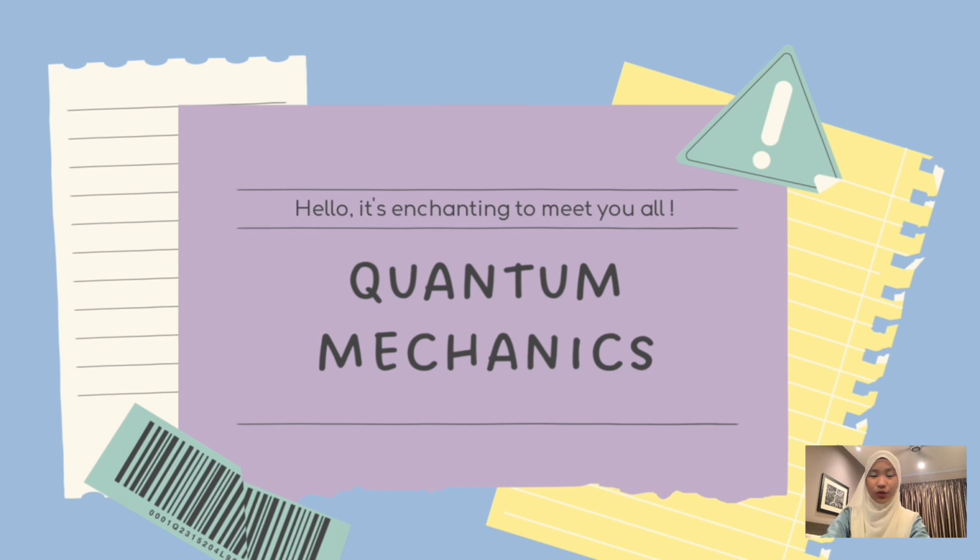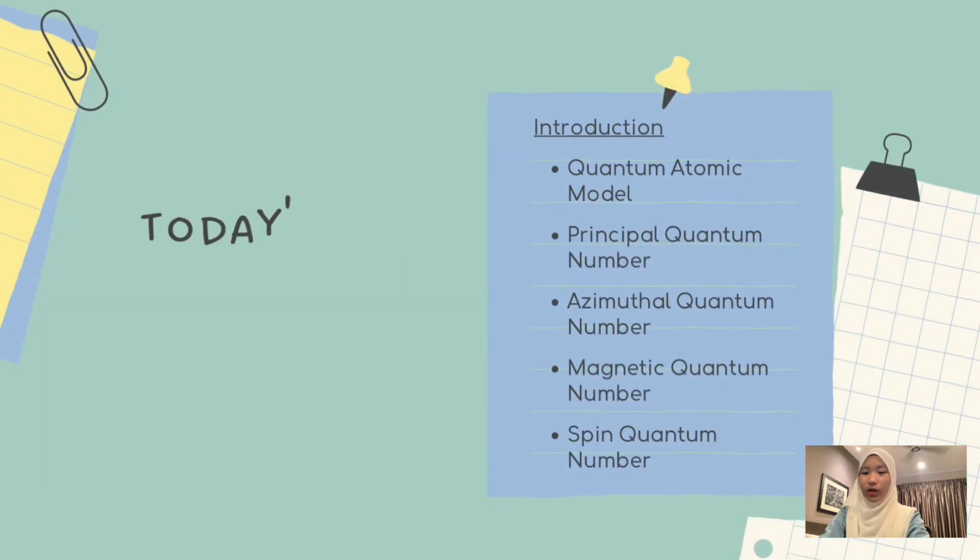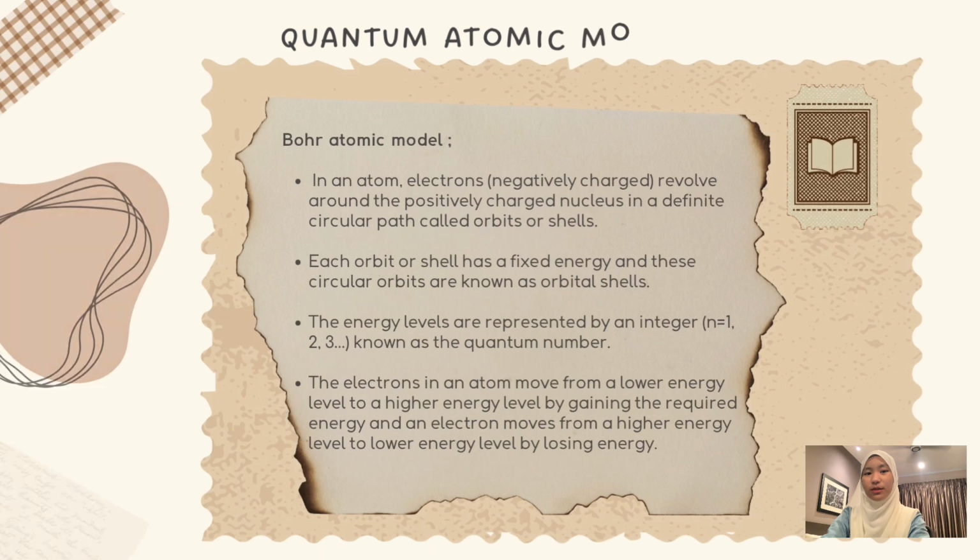So in this video, we will learn about the topic of quantum mechanics that we will learn also in Chapter 2. First, in this topic, we're going to learn about the quantum atomic model, principal quantum number, azimuthal quantum number, magnetic quantum number, and spin quantum number. This topic is not too hard, but once you understand it, it will make it easier to learn the whole chapter. Okay, let's start with the quantum atomic model.